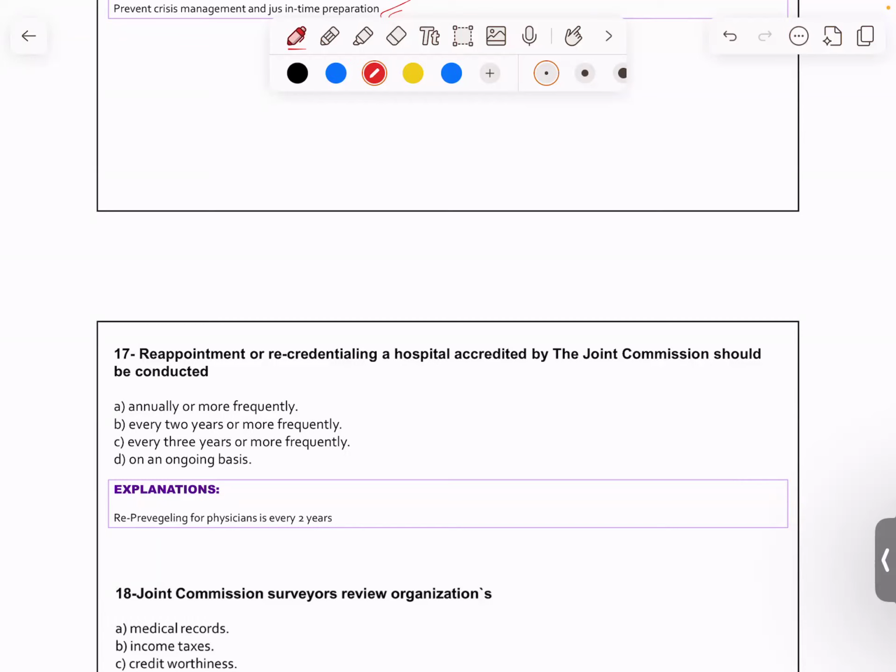What about ongoing compliance? Organizations maintain continuous adherence to standards, avoid sudden last-minute efforts, and save costs in the long run. So the primary goal of an unannounced visit is not to detect non-compliance, but to ensure that compliance is always maintained. Okay, number 17.